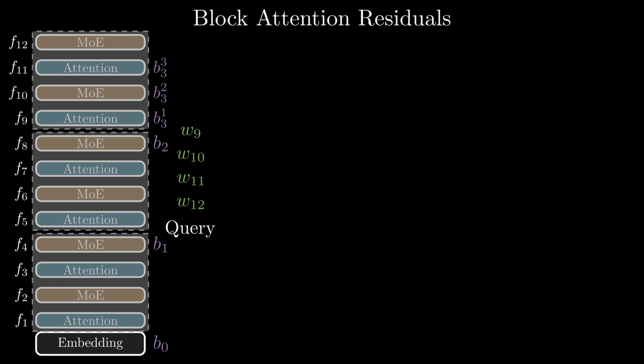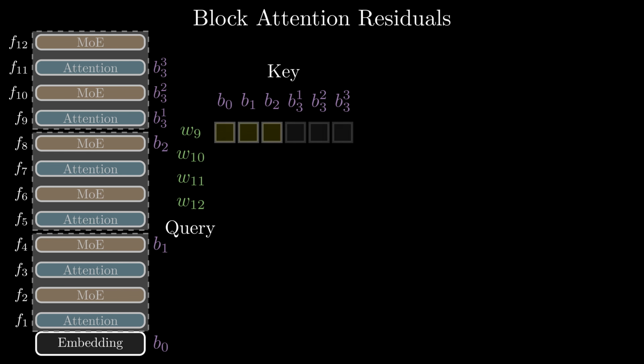Here, the rows W9, W10, W11, W12 are one learned query vector per layer. The columns are the available key vectors, B0, B1, B2, and the partially accumulated B3. But not all entries are valid. For example, computing H9 cannot use B3 at all, as we haven't processed the layers in the third block.